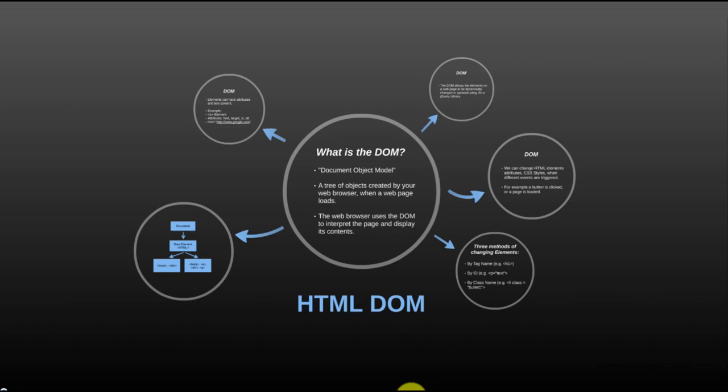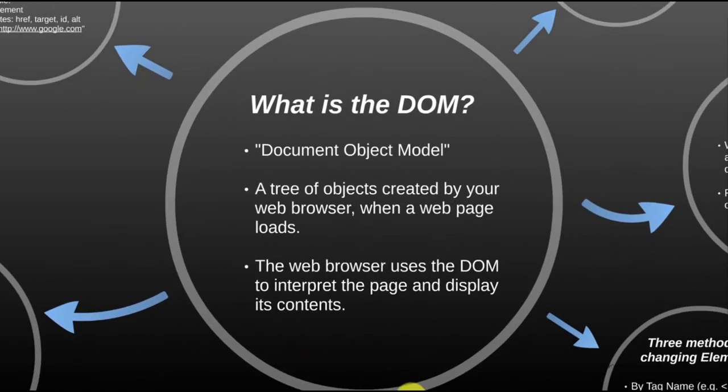An important concept to understand before moving into JavaScript and jQuery is the Document Object Model, or the DOM. The DOM is best defined as a tree of objects created by your web browser when the web page loads. Your web browser uses the DOM to interpret the page and display its contents.